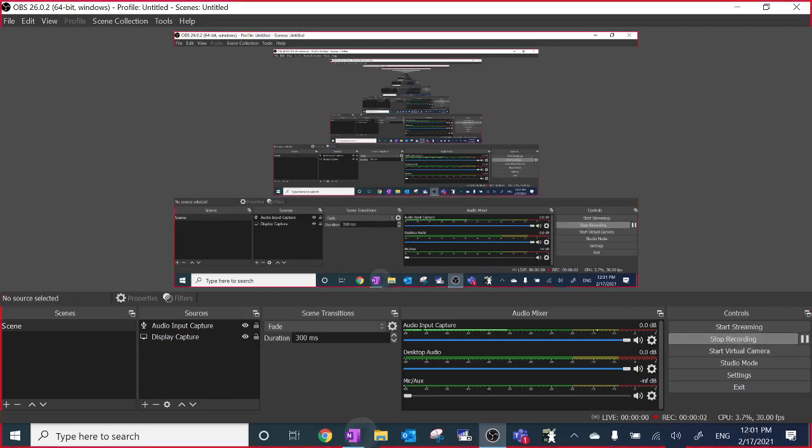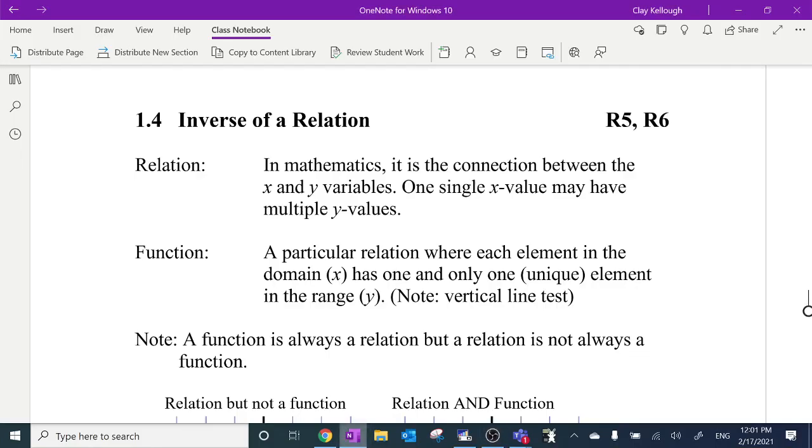Right, we're live. Okay, so this is the first part of the inverse lesson for 1.4, and we're only going to do the first couple pages.